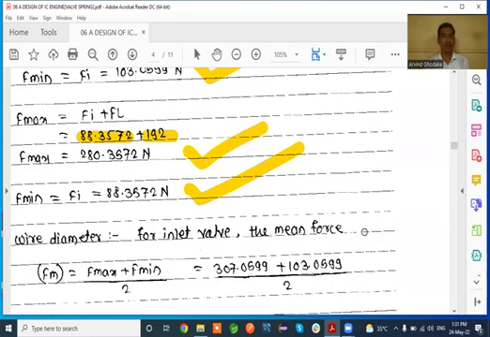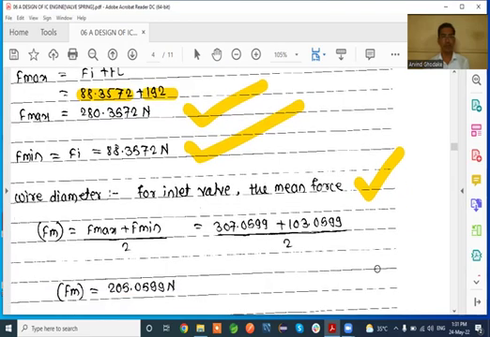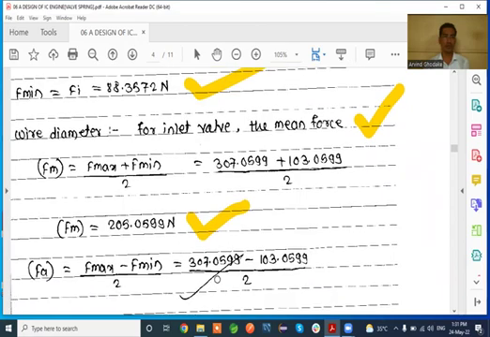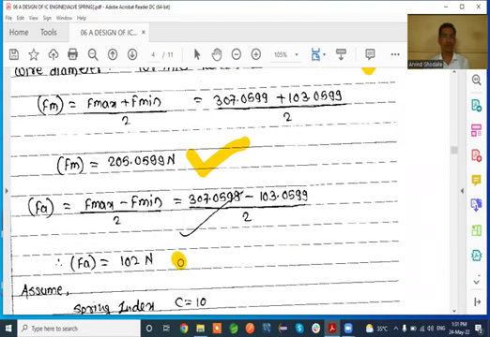Then next is the wire diameter for the inlet valve. The mean force Fm is equal to F max plus F minimum upon 2. Putting the values of maximum force and minimum force, we get the mean force as 205.0599 Newton. Then Fa is equal to F max minus F minimum upon 2. So that will be equal to Fa is equal to 102 Newton.